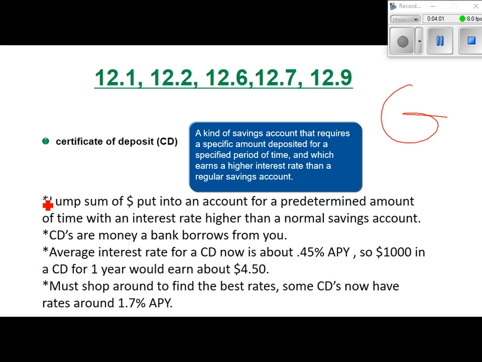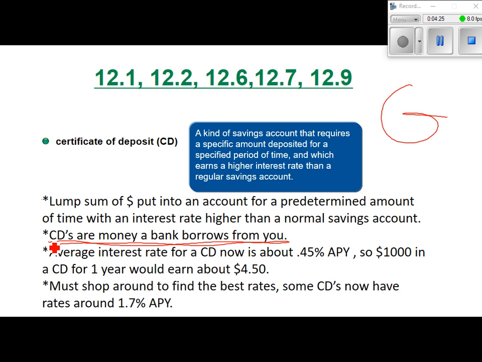CDs are like money that the bank or the credit union borrows from you. So instead of them making you a loan, it's like you're making them a loan and they're paying you interest. The bad thing is they don't pay you as high an interest for using your money as you pay them for using their money.